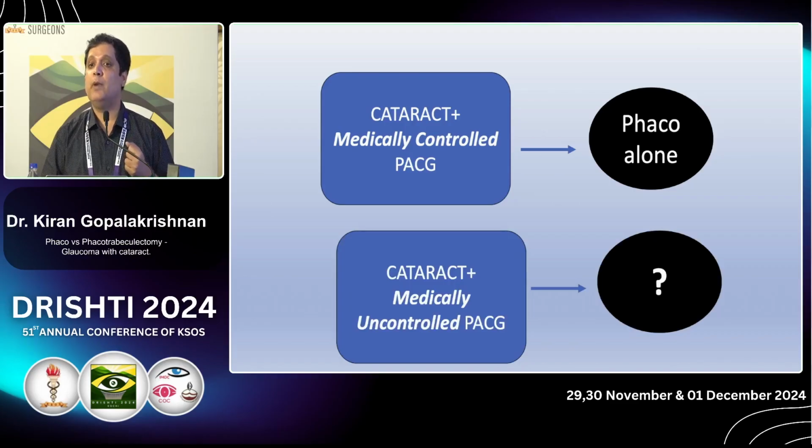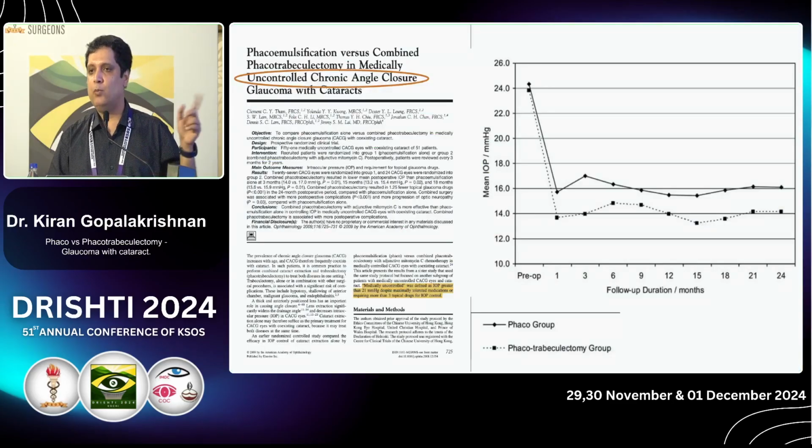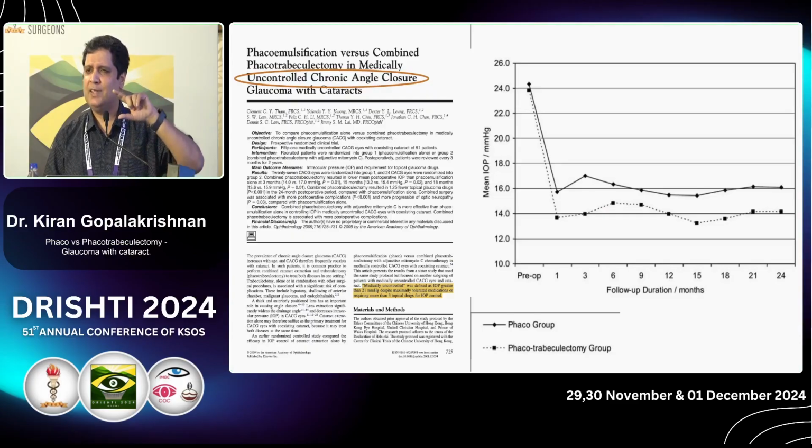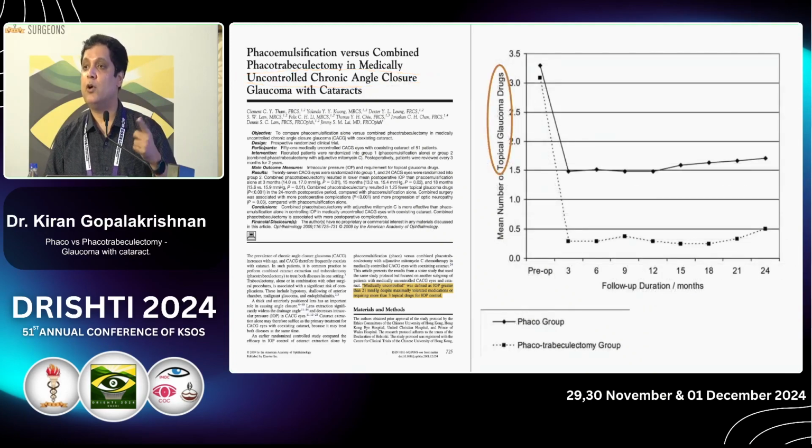But the question is, what about medically uncontrolled primary angle closure glaucoma? So you have a medically uncontrolled primary angle closure glaucoma. You can find that the phacotrab group, that is the dotted lines at the lower end of the graph, did have lower IOP compared to the phaco group, though statistically they could not find it very significant. The reason why they could not find it statistically significant is because the phaco group still was on a larger number of medications. So one definite advantage of doing a phacotrab is you can reduce the number of medications quite significantly. But with some medication support, the phaco group also could achieve similar levels of IOP as the phacotrab group.